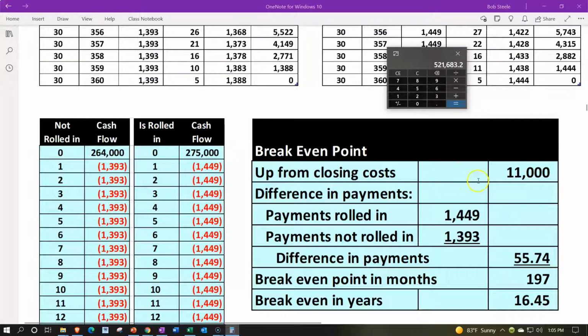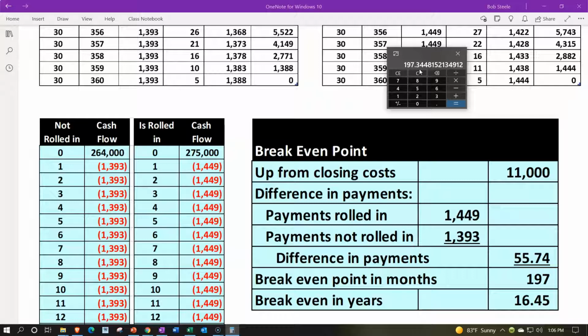We could say the upfront cost in one scenario is 11,000. So we have that difference of, in essence, the 11,000. The difference in the payments: if you roll the costs in, the payment is 1,449, higher because you had that higher loan balance, versus the payment if they're not rolled in because you paid them up front, which is 1,393. The difference between the two is about 55.74. So 1,449 minus 1,393 is about 56 or so. If we take the 11,000 divided by the 55.74, we get about 179 months.